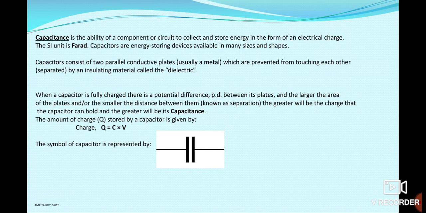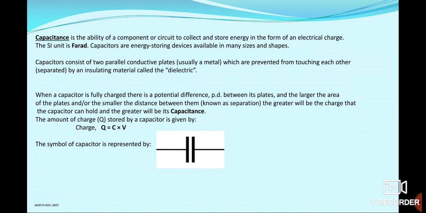That is, a capacitor consists of two conductive plates, usually a metal, which are prevented from touching each other and are separated by an insulating material called the dielectric. So when this voltage is applied to the plate, an electric current will start flowing and it will start charging up one plate with a positive charge with respect to the supply voltage, and the other plate will be charged with a negative charge that is equal and opposite to the positive charge. Then a capacitor has the ability of being able to store an electric charge Q of electrons.